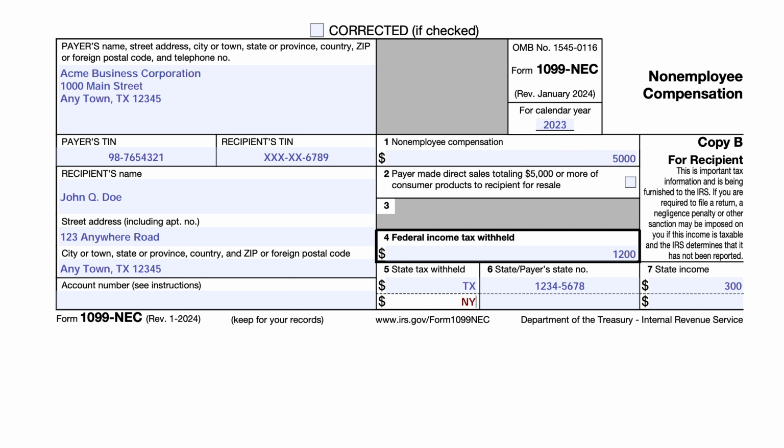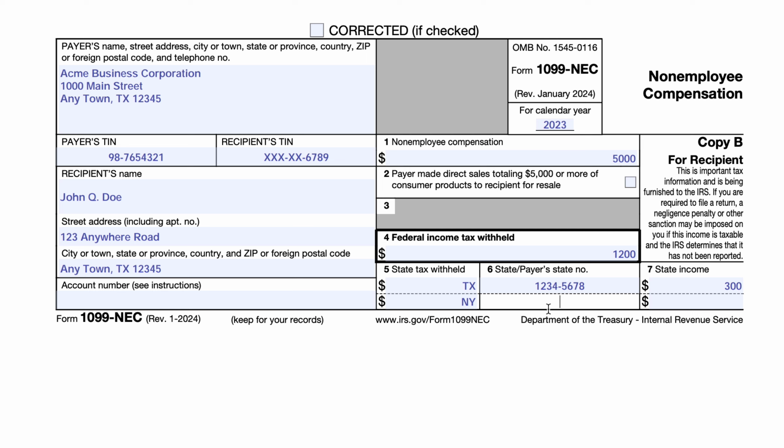Some states have arrangements where, I think, New York and New Jersey, if you live in New Jersey and you work in New York, you're paying state income tax to both. I am not 100% sure about that. I live in Florida where we don't have to worry about that. But if you have 2 states withholding tax, then you would see 2 different states' information in here.